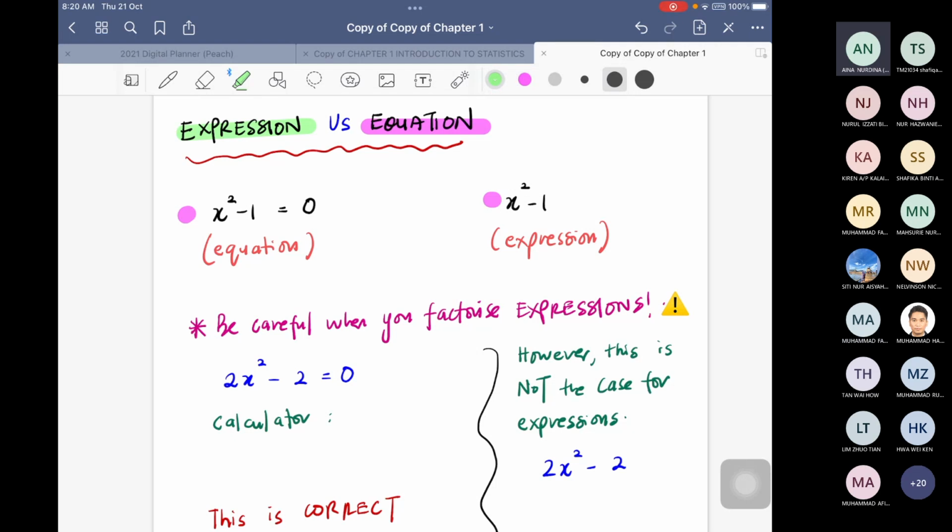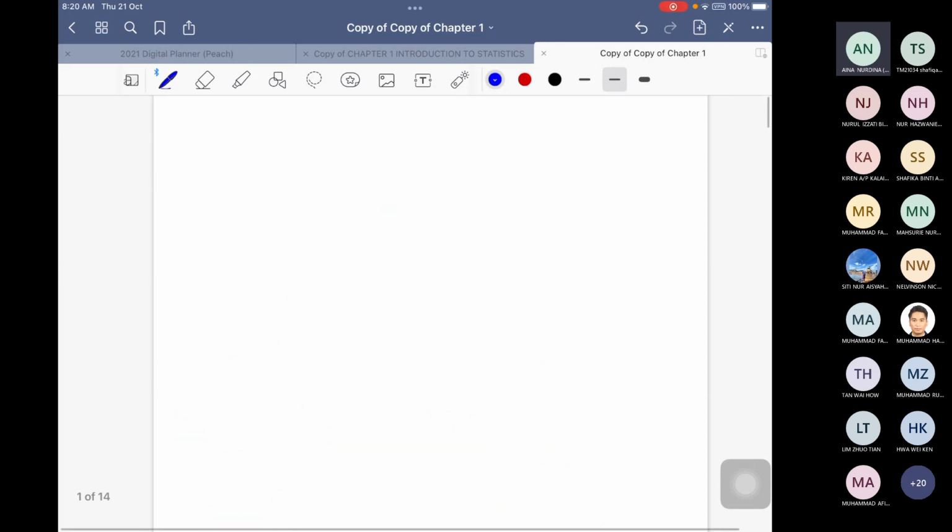So bila kita punya ayat matematik tu ada tanda sama dengan, tak kisahlah sama dengan kosong ke, sama dengan y ke, as long as there is an equal sign, automatically kita panggil dia sebagai equation. But on the right hand side kat sini, dia tak ada tanda sama dengan, so dia bukan equation, dia adalah expression. So bila kita buat mathematical operation, cara kita treat equation dengan expression adalah berbeza. Dia tak sama, even calculator pun akan treat dia sebagai berbeza.